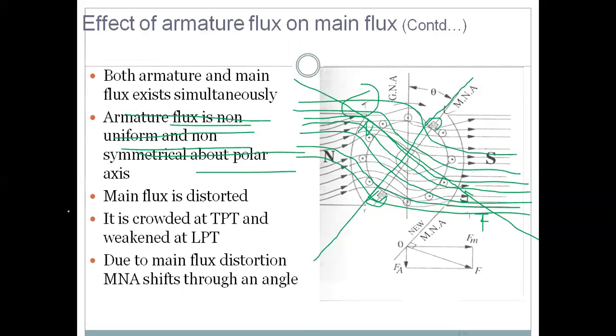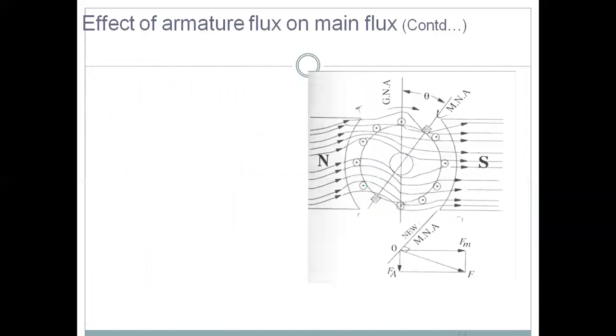Due to main flux distortion, the MNA is shifted through an angle. Why is it shifted through an angle? You can see how much the angle is shifted, the theta angle. Why is it taking place? Because the polar axis is shifted. Why is it shifted? Because the armature flux is affecting the main field flux.